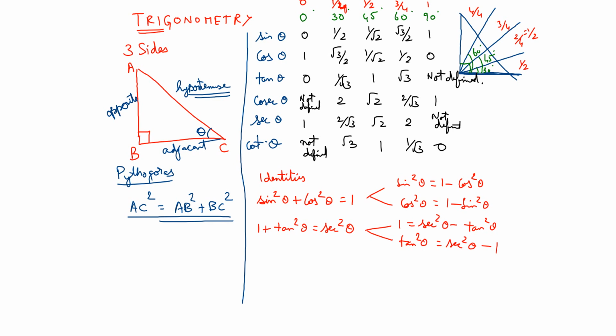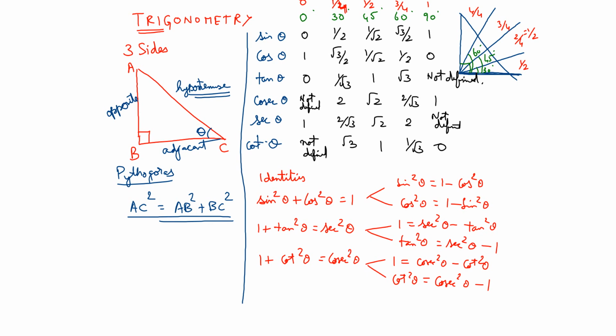And last identity, which is 1 plus cot square theta is equal to cosecant square theta. Again 2 can be derived. 1 is equal to cosecant square theta minus cot square theta. Cot square theta is equal to cosecant square theta minus 1. So we have discussed the basic formulas, identities and ratios in trigonometry.